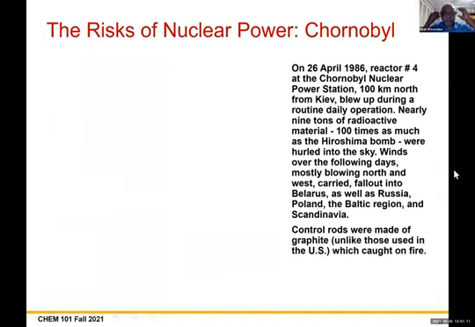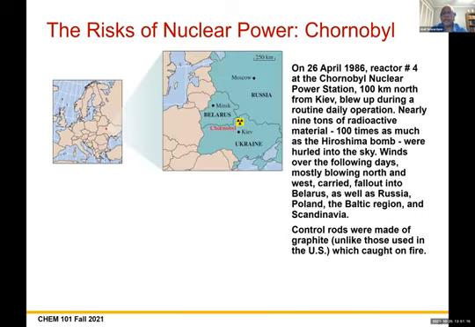There is considerable risk in operating nuclear power plants. I remember in the 1970s there was the Three Mile Island nuclear reactor release of radioactivity in Pennsylvania. But that was minor compared to the Chernobyl nuclear accident.